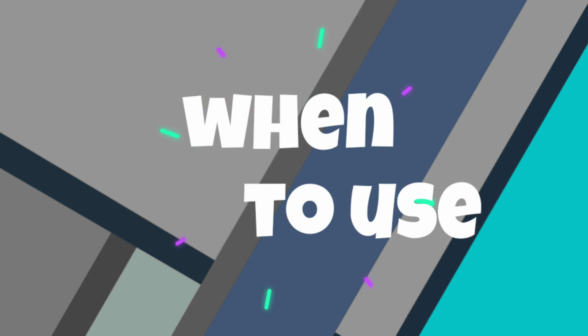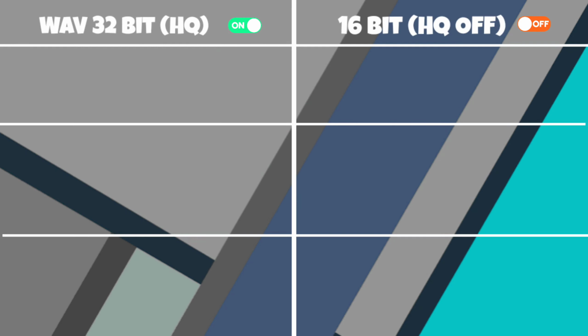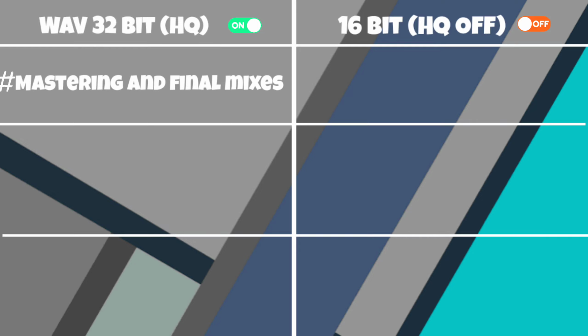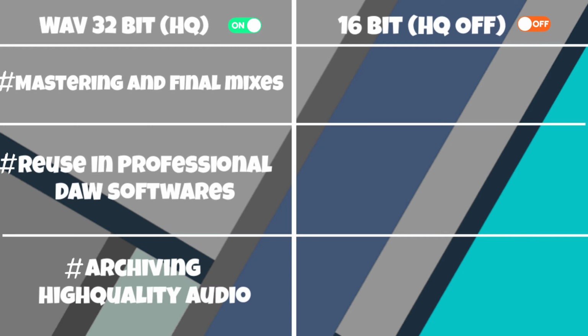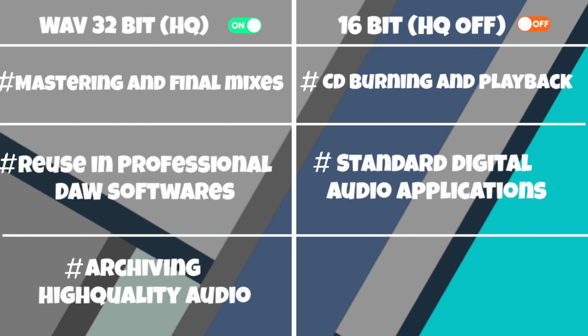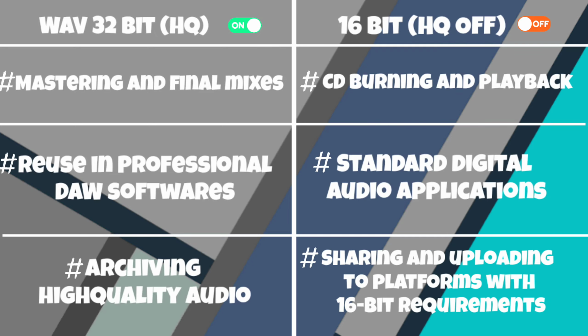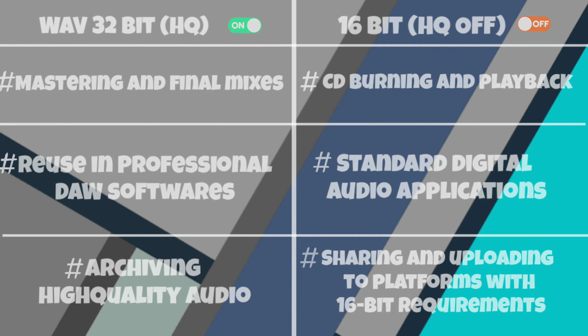When to use each? Use 32-bit, high quality, for mastering and final mixes, reuse in professional DAW softwares, and archiving high quality audio. Use 16-bit, high quality off, for CD burning and playback, standard digital audio applications, and sharing and uploading to platforms with 16-bit requirements.